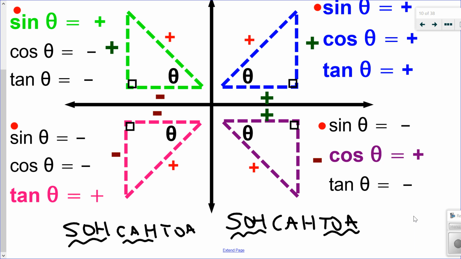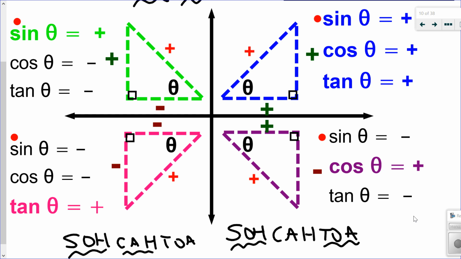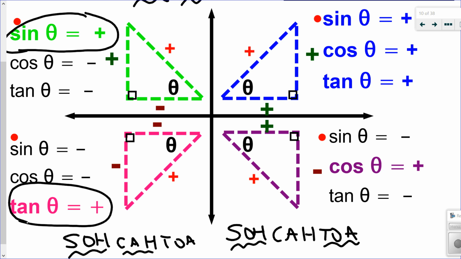Okay, where on earth am I going with this? You can notice something here. Aside from quadrant 1 where everything is positive, in quadrant number 2, only one thing is positive, sine. Cosine and tangent are both negative. In quadrant 3, only one thing is positive, tangent. In quadrant 4, only one thing is positive, cosine. So aside from quadrant number 1, only one thing is positive. And look, they're polite. They take turns: sine, tangent, and cosine. If sine is positive, the other two are negative. If tangent is positive, the other two are negative. If cosine is positive, the other two are negative.